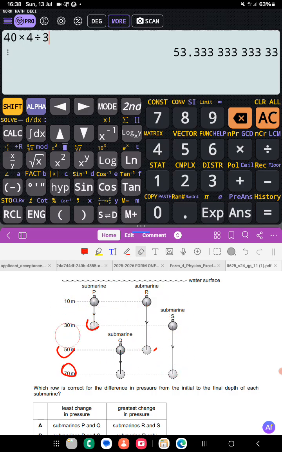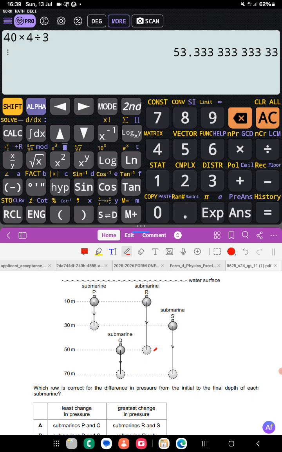What is the question saying? The question is saying which row is correct for the difference in pressure from the initial to the final depth of each submarine. Remember that liquid pressure depends on the depth. So for each submarine, we can work out the depth difference. The one that has a large depth difference will experience a much larger difference in pressure.